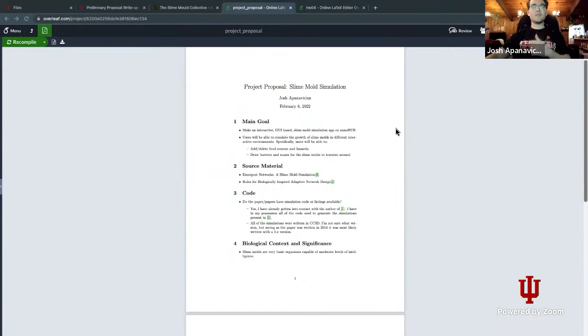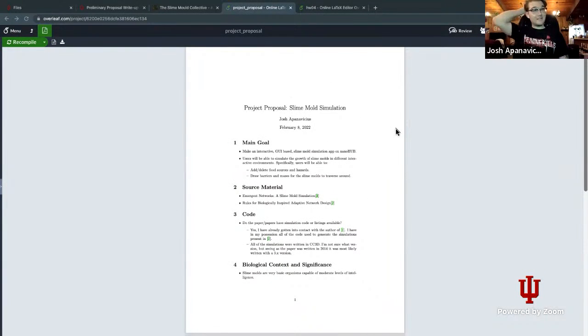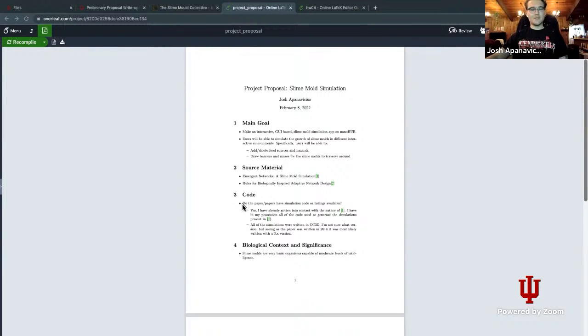Okay, so my proposed project is a slime mold simulation. Specifically, just skipping forward a bit, I already have the code. It was already implemented in CC3D, although the paper was written back in, I think, 2014, so it's most likely a very old version, so I'd probably have to redo the whole thing. But I guess since it's already implemented in CC3D, I would try and make it interactive to be placed on nanoHUB. So like you could draw barriers, place food sources and things to stay away from, and things of that nature.